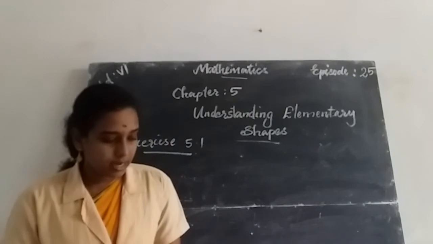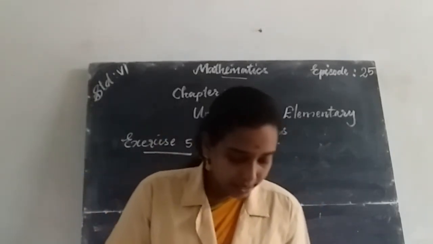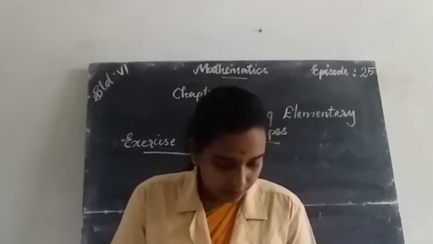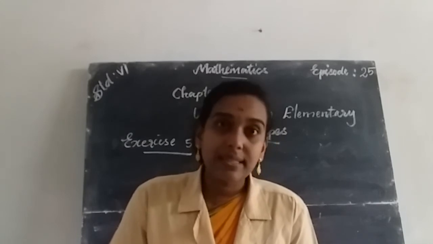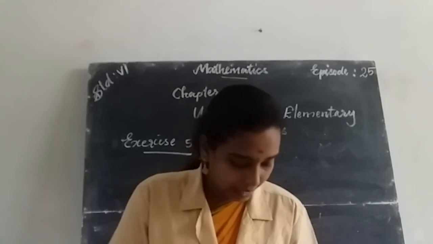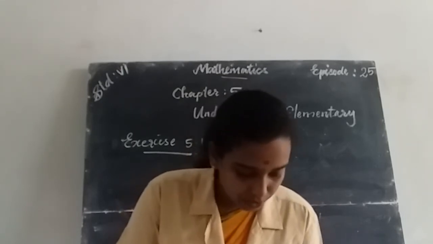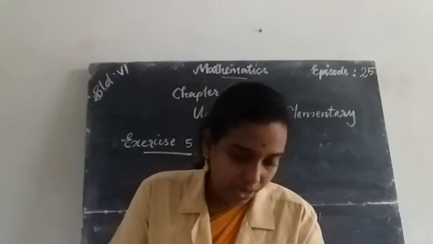Then the second question: why is it better to use a divider than a ruler while measuring the length of a line segment? We use a divider or ruler to find the length of a line segment, and here the question is, why is it better to use a divider than a ruler?